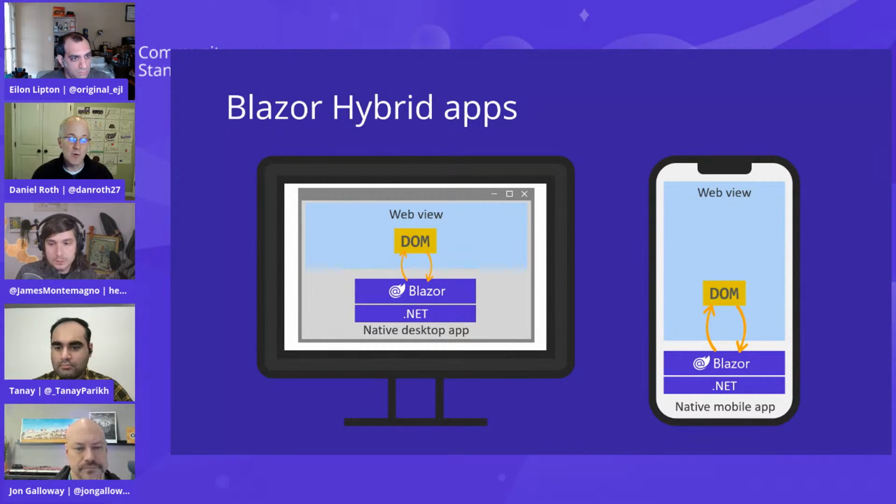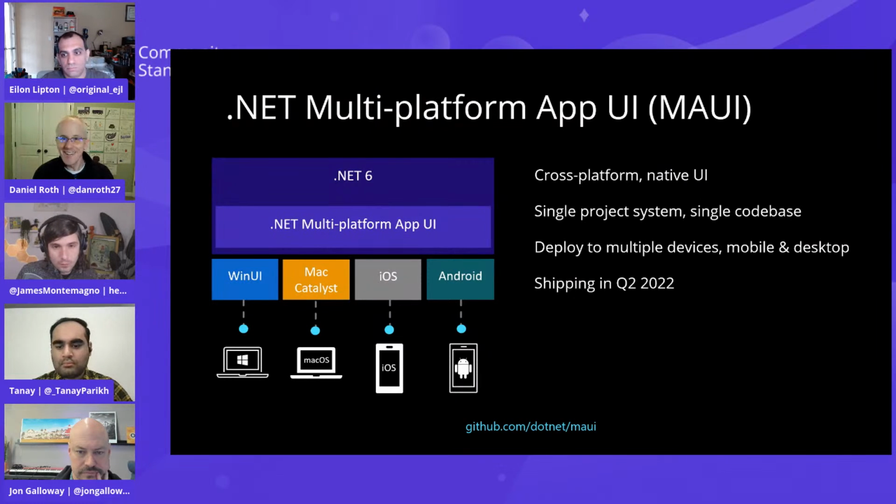Now, like I've said, we have lots of options in .NET for building native client apps for desktop or mobile, but the one I'm really excited about is .NET MAUI. .NET MAUI is the future of cross-platform UI for .NET. It's a way for you to build a single project, a single app that can run mobile and desktop. It can run on Windows, Mac, iOS, and Android. In the future, we'll target other platforms as well.